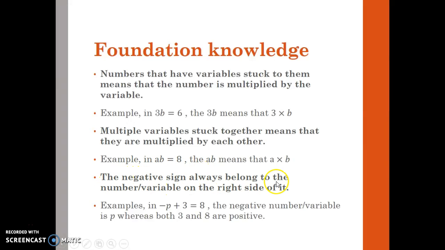Negative sign always belongs to the number or variable on the right side of it. For example, we have this negative b plus 3 equals 8. This negative belongs to the b only because b is on the right side of the negative sign. So if there was a number before the negative sign, the negative will still belong to the b. Because if we want to turn this 8 into a negative 8, we put the sign before it, okay? So the 3 and the 8 are both positive, because the 8 doesn't show anything in front of it, it means it's positive.